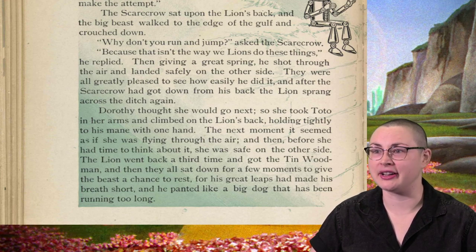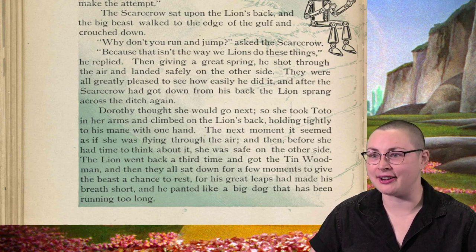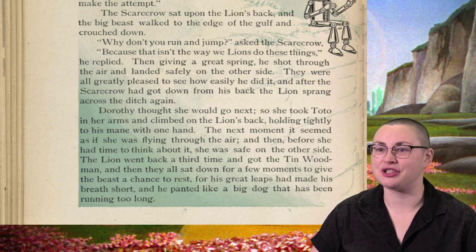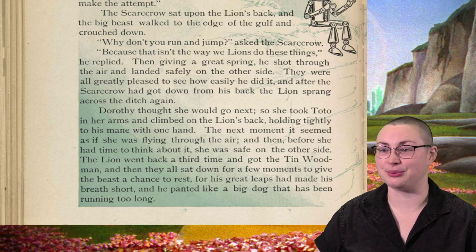Dorothy thought she would go next, so she took Toto in her arms and climbed on the Lion's back, holding tightly to his mane with one hand. The next moment, it seemed as if she was flying through the air, and then, before she had time to think about it, she was safe on the other side. The Lion went back a third time and got the Tin Woodman, and then they all sat down for a few moments to give the beast a chance to rest, for his great leaps had made his breath short, and he panted like a big dog that has been running too long.